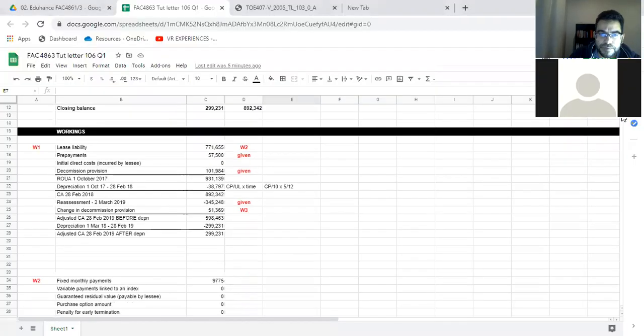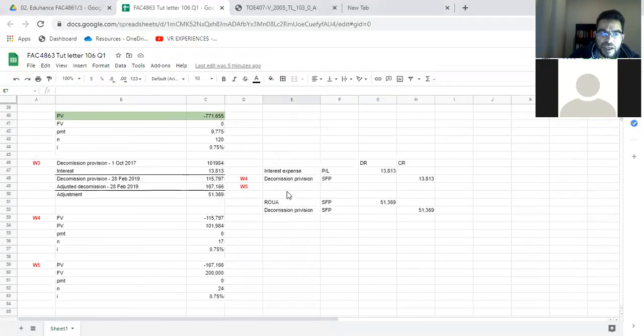Then you just need to ask yourself, for each movement and for each balance, how does it impact the income statement? How does it impact the balance sheet? I'm going to just quickly show you something, then we can go. As you can see over here, this journal entry only impacts the balance sheet. This journal entry impacts the balance sheet and the income statement. So if they ask you, dear student, please prepare the profit before tax note, then you must know that interest needed to come in.